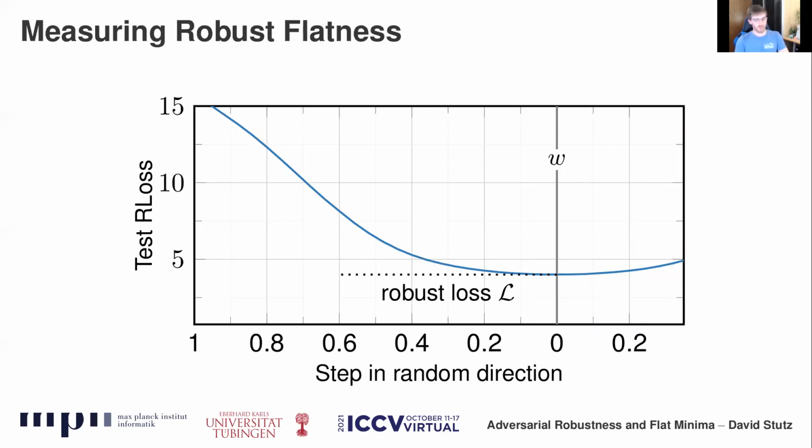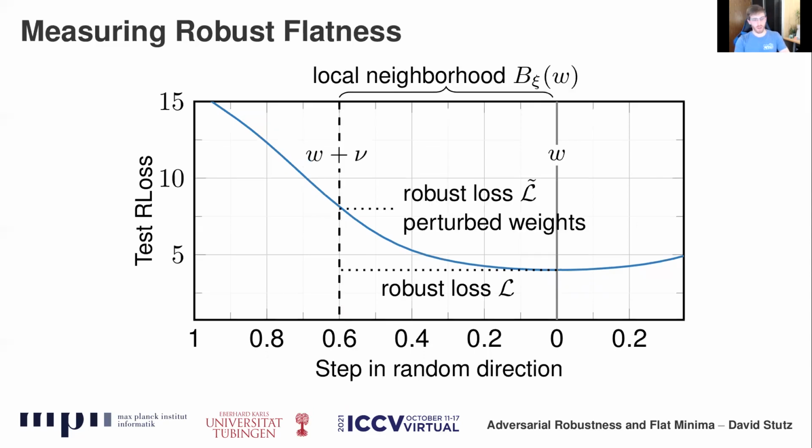The blue curve shows how the robust loss changes in a random direction in weight space for our adversarial training baseline. Now we fix a local neighborhood around the found weights and measure the robust loss with and without weight perturbation. And we will see later that the definition of this neighborhood is important to make the measure comparable across models.